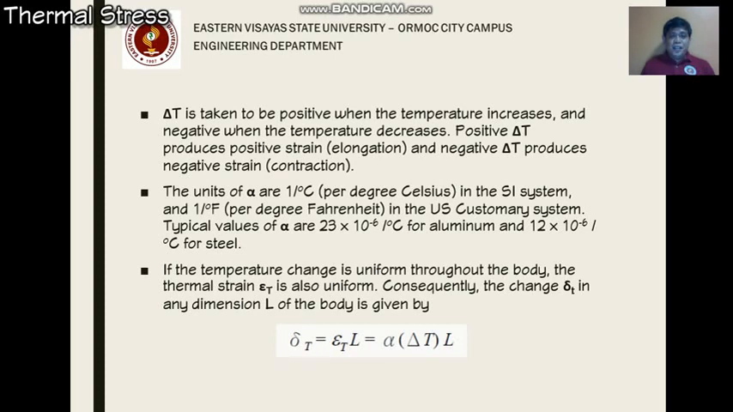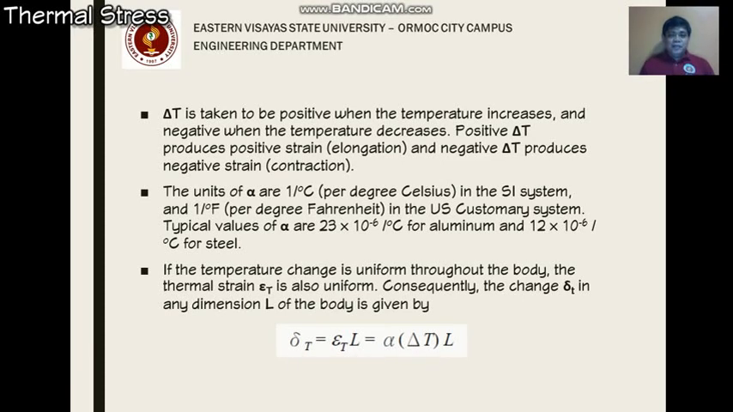Delta T is taken to be positive when the temperature increases and negative when the temperature decreases. So this would be our sign convention if you will be using the formula. Since a positive temperature change produces elongation, then we will have a positive sign, and a negative sign if there is a drop in temperature since it produces contraction.